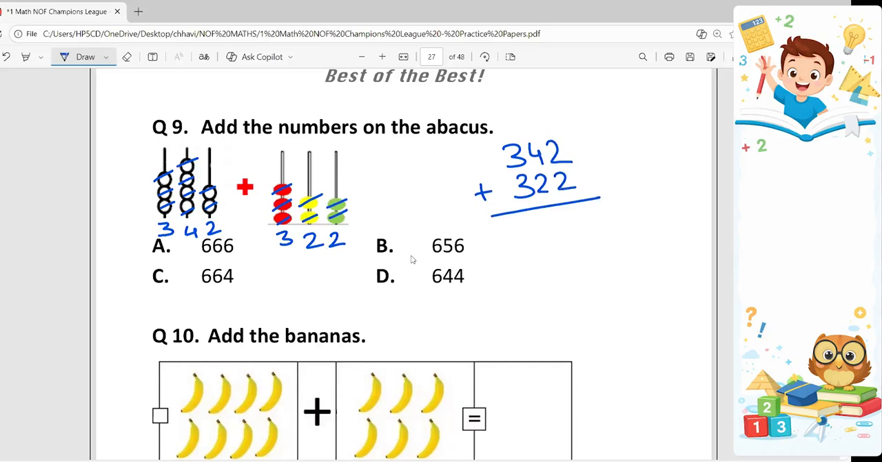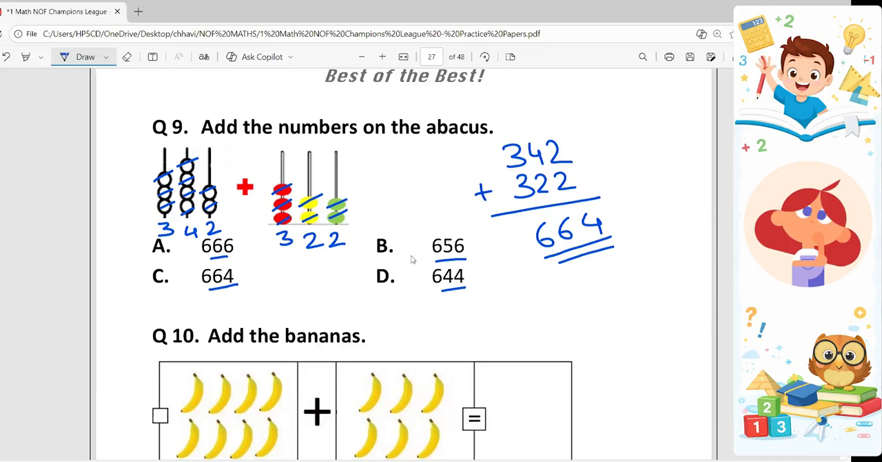Now we have to add it. 2 and 2, 4. 4 plus 2, 6. 3 plus 3, 6. So our answer should be 664. And here we have options as 666, 656, 664, and 644. So correct answer is 664, option C.